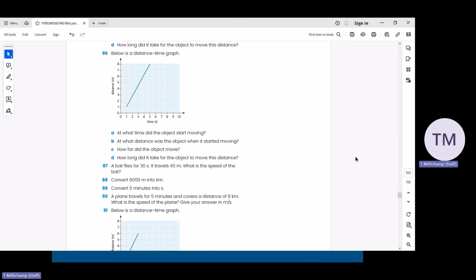So overall, that's how I'd be using these resources to teach this one tiny chunk about how to read values from a distance time graph.